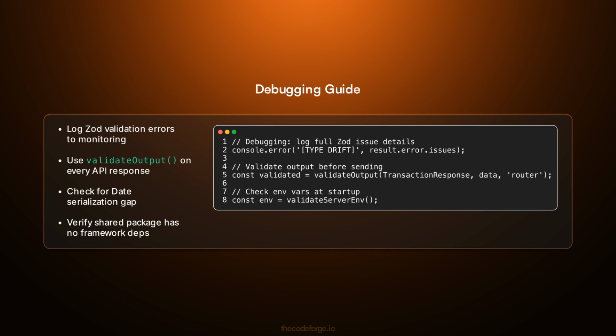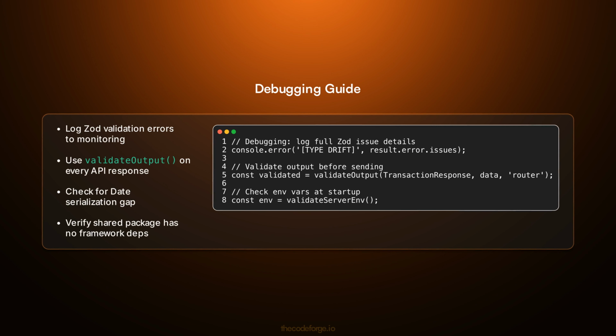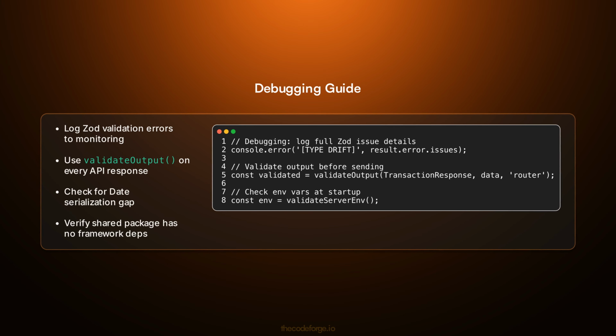To debug type safety issues, log full Zod validation errors to your monitoring system. Use validateOutput on every API response to catch drift early. Check for the date serialization gap. It's the most common silent failure. And verify your shared package has no framework dependencies.